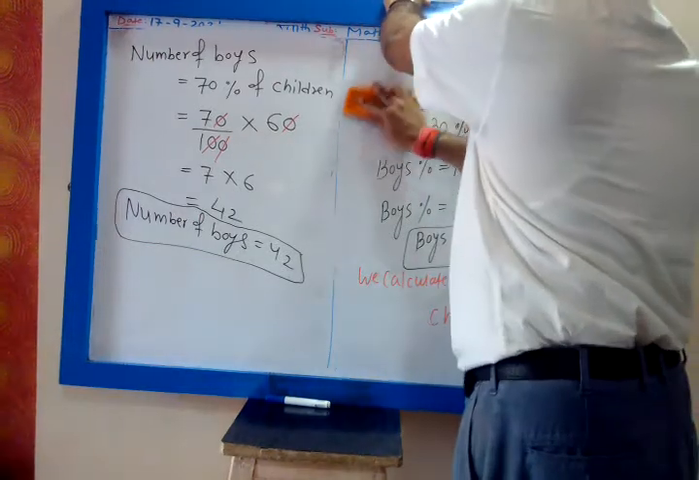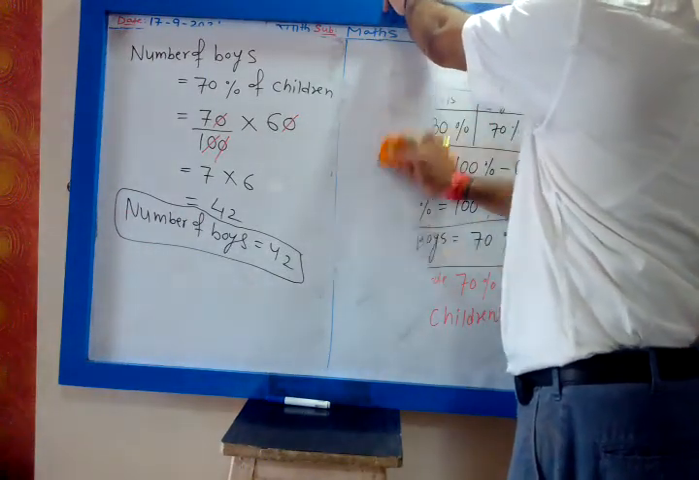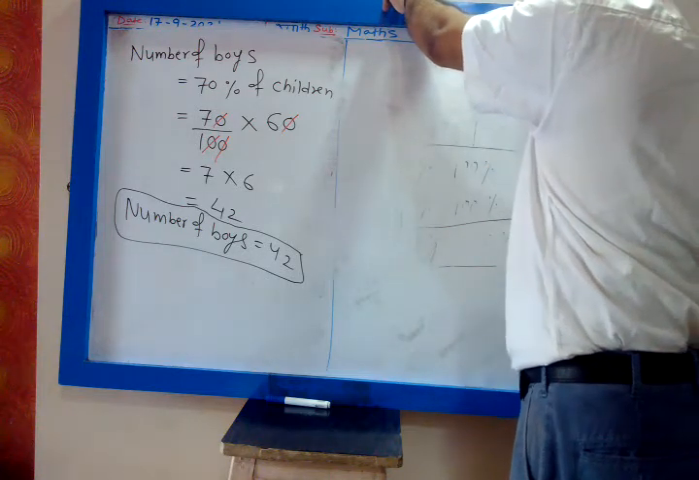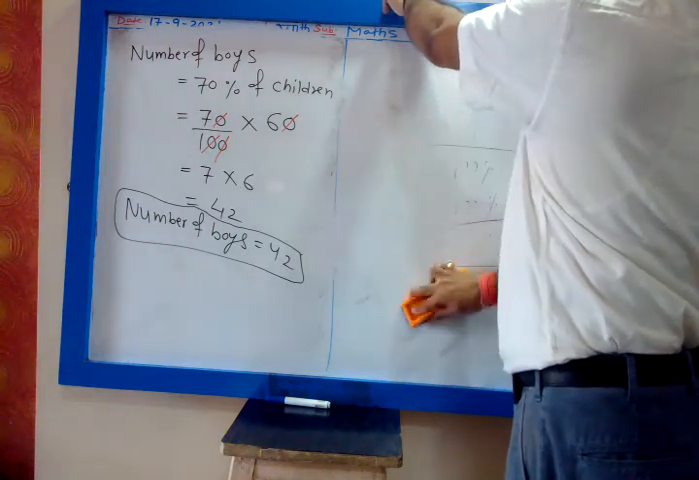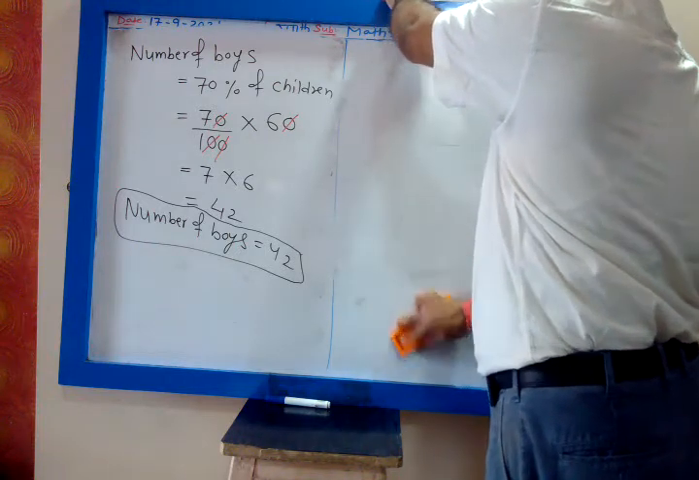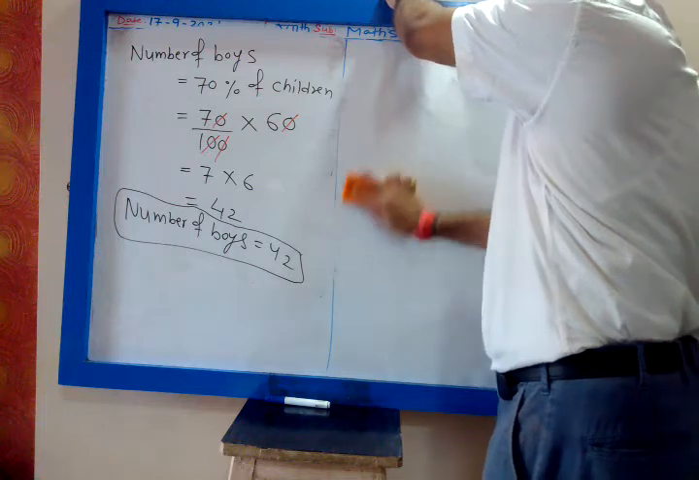So total percentage is 100. Percentage of girls was 30%. So the remaining are boys. Boys are 70%. 70% of the total number of students.